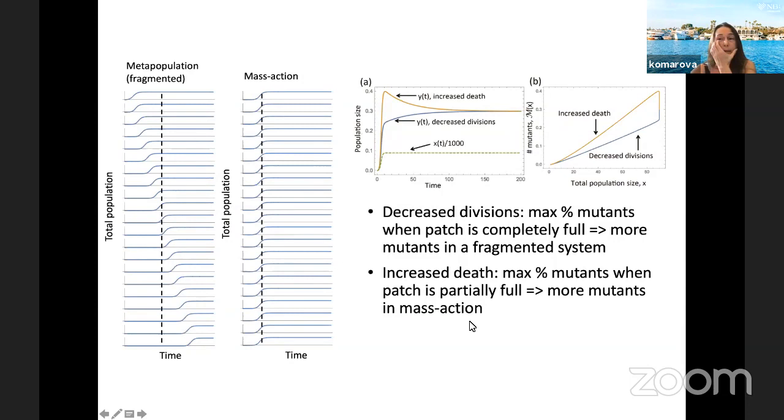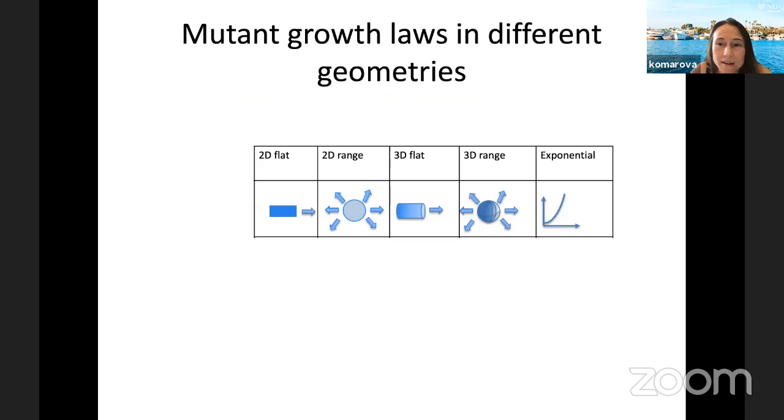Okay, so to conclude, or to finish up, I want to show you something else. We developed a full theory of the growth laws of mutants in different geometries, different dimensionalities, and compared that with mass action. This stands for a well-mixed system where we have exponential growth. And we look at a two-dimensional flat front system. So look at this rectangle. The front is here, and the cells divide on one side like this.